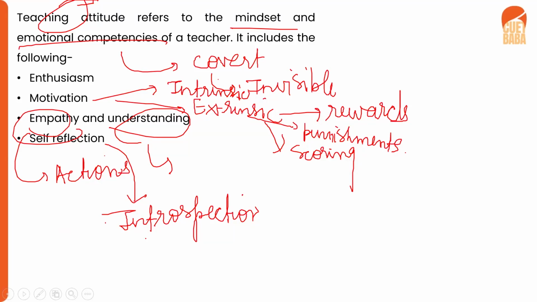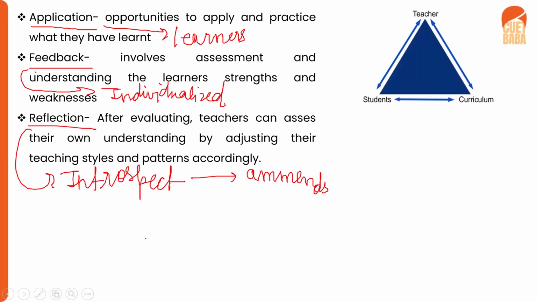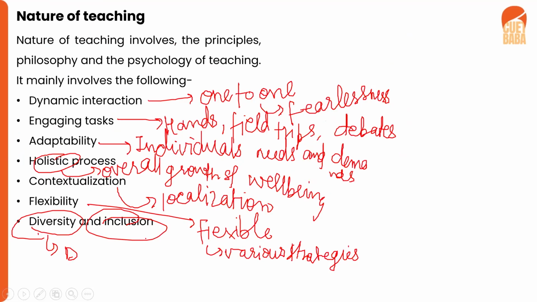Then we talked about teaching attitude. Teaching attitude refers to mindset and emotional competencies of the teacher. It includes enthusiasm, motivation, empathy, self-reflection. Then we talked about the whole teaching learning process, the steps involved in the teaching learning process, the application, feedback, the reflection. Then nature of teaching, obviously, it deals with the principles, philosophy, and psychology of teaching. It has dynamic interaction, engaging tasks, adaptability, the holistic process, contextualization. These are all the terms that we need to understand because they'll be used a lot in our future videos.